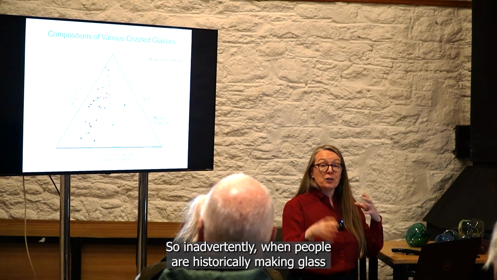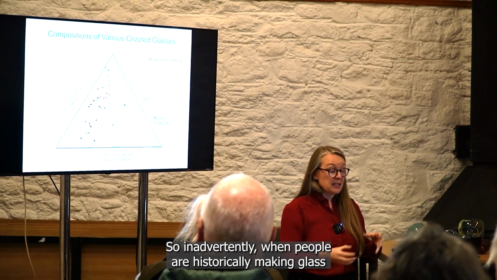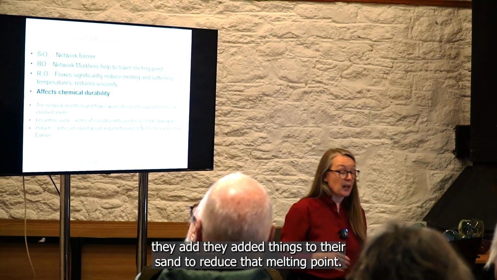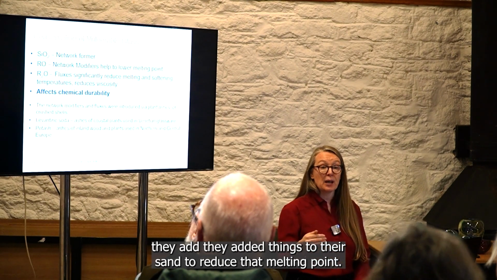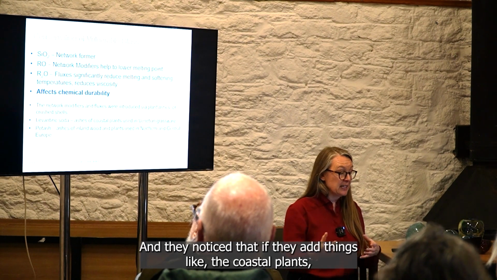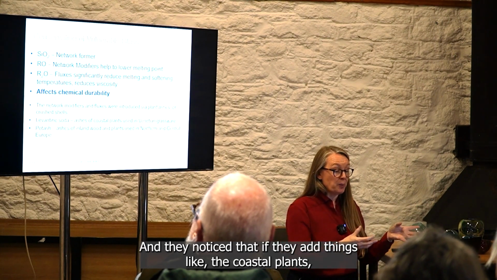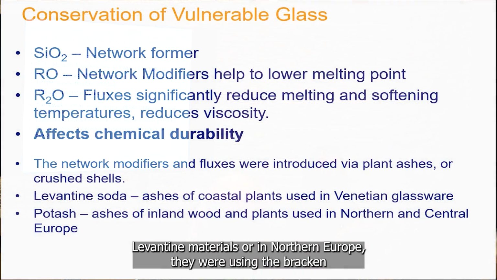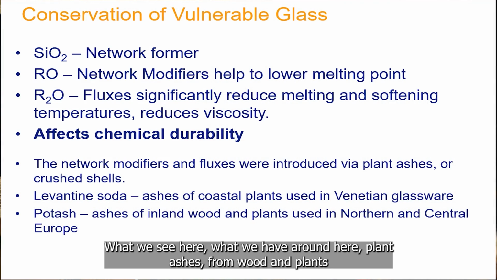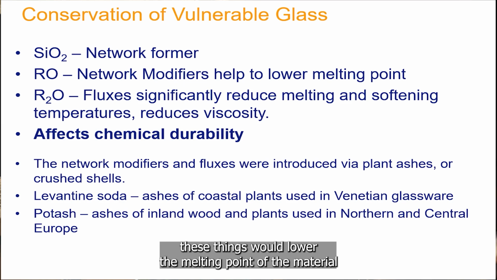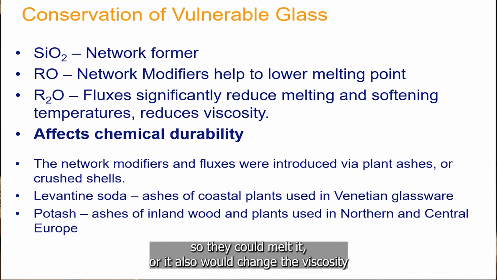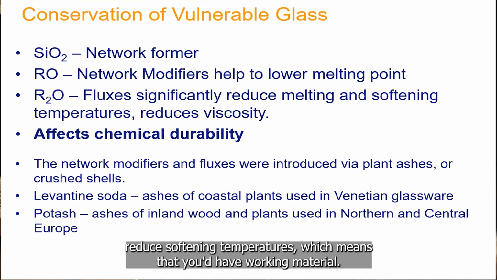So inadvertently, when people were historically making glasses, they added things to their sand to reduce that melting point. And they noticed that if they added things like the coastal plants, which is what the Venetians used, the Levantine materials, or in Northern Europe, they were using the bracken, what we see here, what we have around here, plant ashes from woods and plants. These things would lower the melting point of the material, so they could melt it. Or it also would change the viscosity, reduce softening temperatures, which means that you'd have working material.